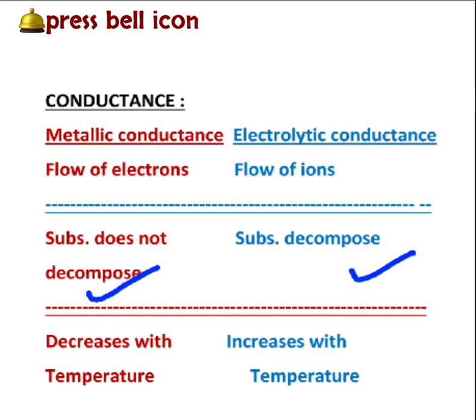The third point you can note here is with reference to temperature. It has been observed that metallic conduction decreases with increase in temperature, whereas electrolytic conduction increases with increase in temperature. Is it okay? So these are certain important points to be memorized, right? After that, let us see the classification of electrolytes.